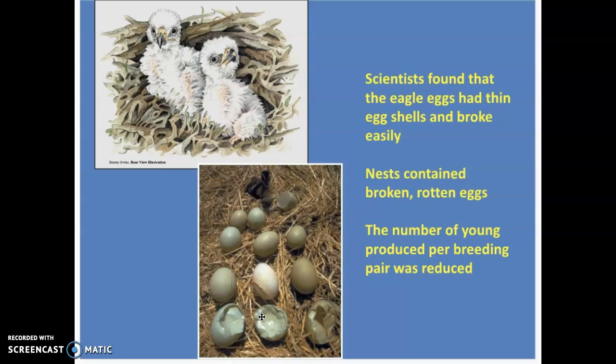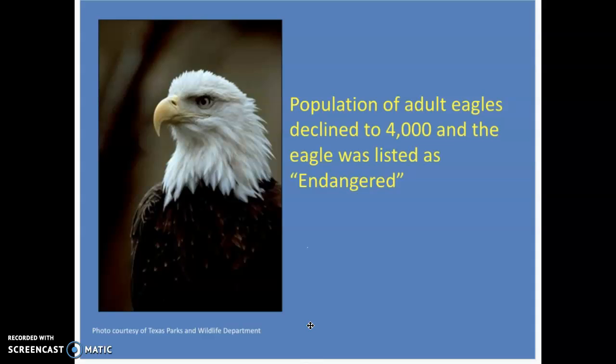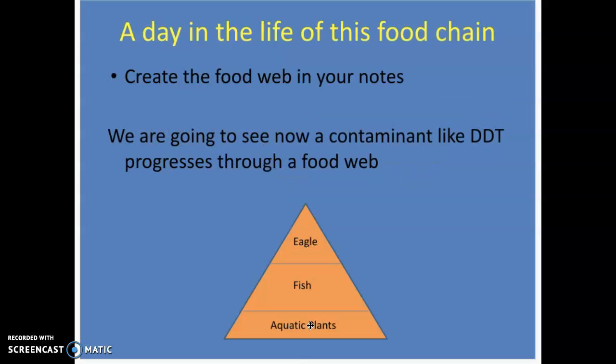So the birds' reproductive systems were not working really well. They were producing these thin shells so that when mama bird was sitting on the shells, they would crack. So baby birds were not being born in the spring. And that's why Rachel Carson wrote the book, Silent Spring. So at this point, the adult eagles declined to 4,000 and they were put on the endangered species list. Now we've seen a rebound of eagles. The banning of DDT and the protection of their habitats has all helped quite a bit to rebound them.